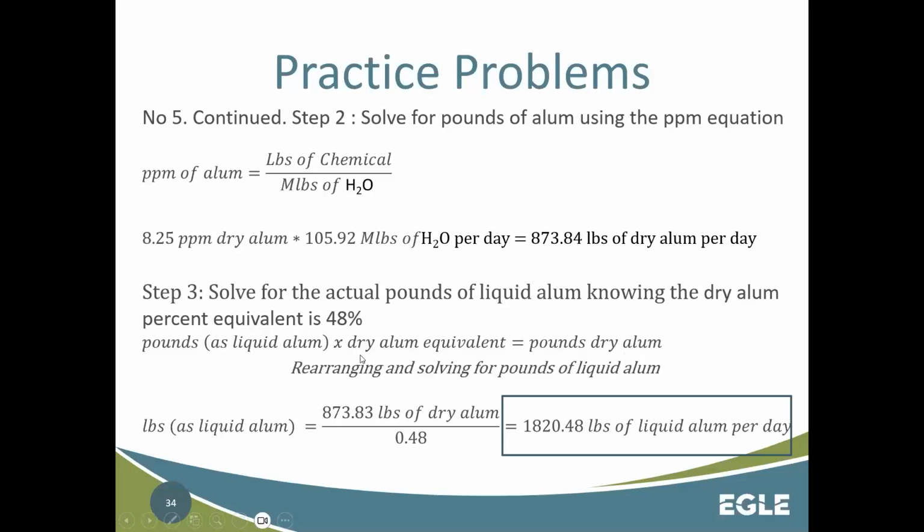Now we want to rearrange this equation because we're trying to solve for pounds of liquid alum. Here's our pounds of liquid alum, which means we're going to have to move the dry alum equivalent to the other side of the equation. When we do that, it moves from the numerator to the denominator. So we have 873.83 pounds of dry alum divided by 48% converted to a decimal, 0.48, which is going to be 1,820.48 pounds of liquid alum per day.